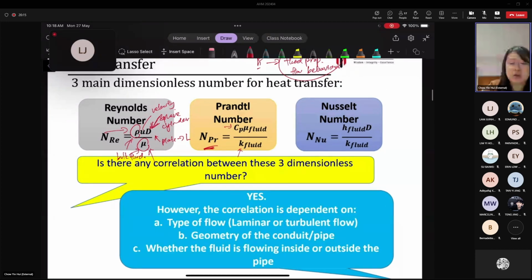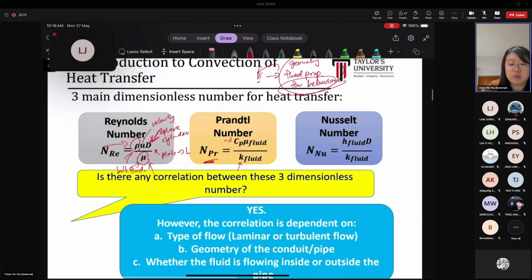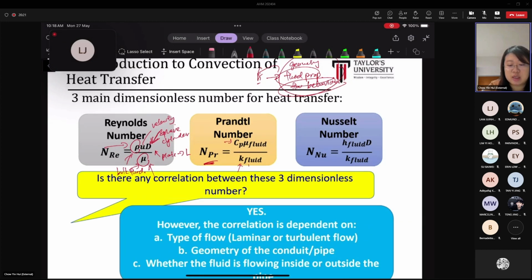Prandtl number is related also to the flow behavior as well, and some of the fluid properties, which you can see here, the thermal conductivity. So this section here, the mu divided, this one multiplied by specific heat. So this is the specific heat capacity. Okay, you take note, this is specific heat capacity. K is the thermal conductivity. Right, specific capacity multiplied by the viscosity of the fluid divided by the thermal conductivity gives us the Prandtl number.